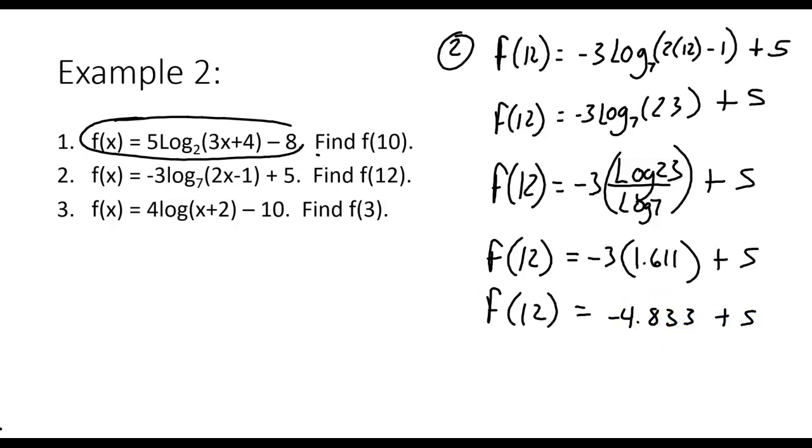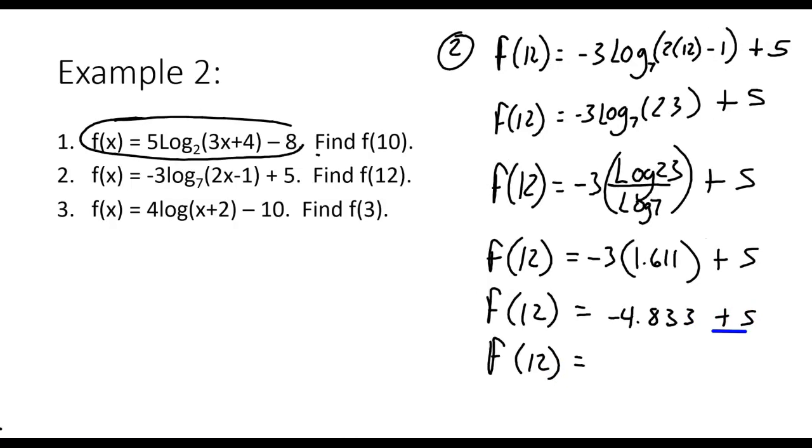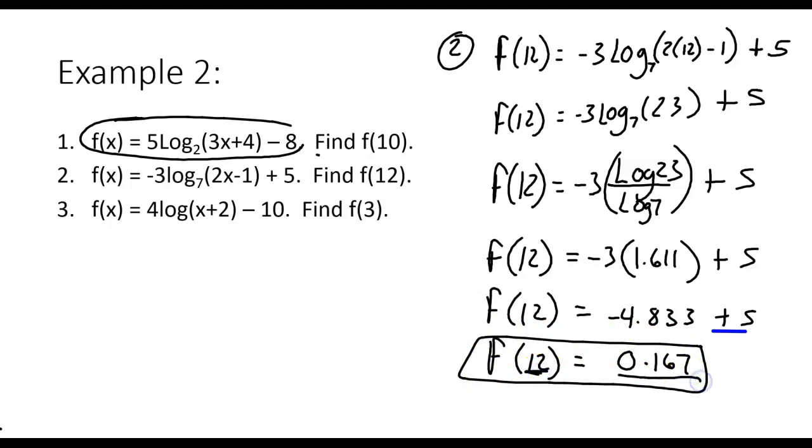And then Brittany, what's next? Just add. Last time we subtracted, but this time it's adding. So, but it is a negative. So we have a negative 4. Now when you do negative, remember negative's on the bottom of your calculator. This is a minus. Don't get those mixed up. So negative 4.833 plus 5. Should be getting 0.167. Once again, this is like a point on the graph. The x value is 12. The y value is 0.167. We'll be using that to graph.